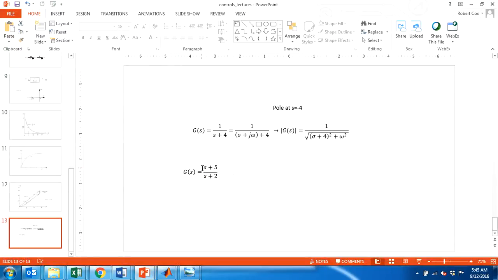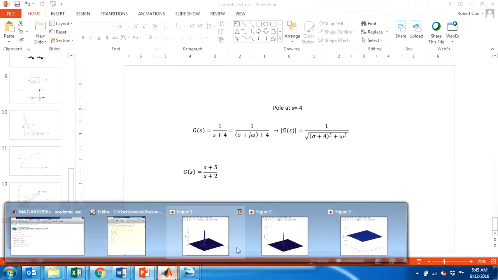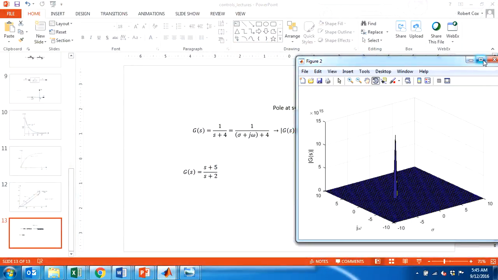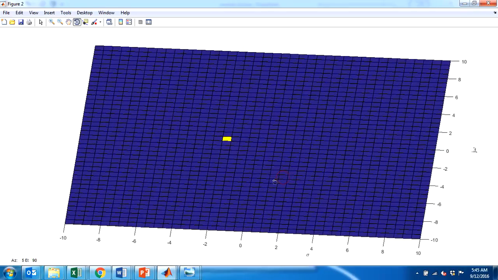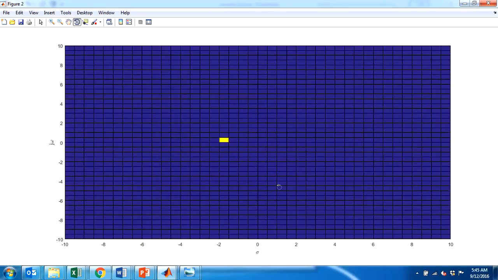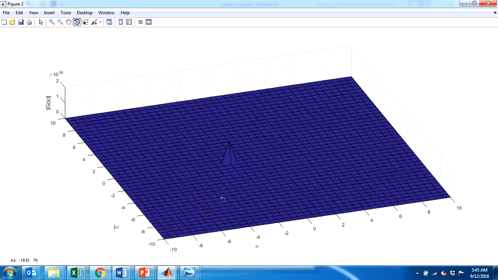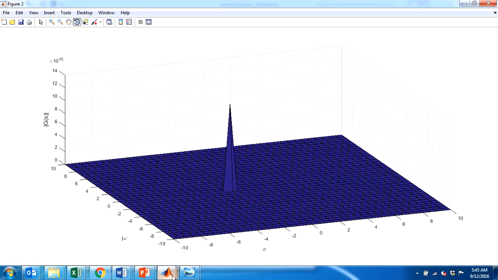So this function again, a zero at negative 5, a pole at negative 2. What do I see? If I look at the full view of it, basically what I see is this guy at negative 2 at the pole location. So at the real part equal to negative 2, I see it shooting off towards infinity. Hard to tell if there's anything else going on right there.